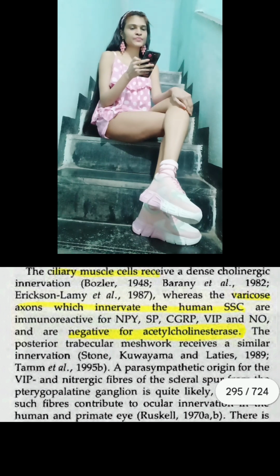scleral spur cells, are immunoreactive for NPY, SP, CGRP, VIP, and NO, and are negative for acetylcholinesterase. The posterior trabecular meshwork receives a similar innervation. A parasympathetic origin for the VIP and nitrogen fibers of the scleral spur from the pterygopalatine ganglion is quite likely, given that such fibers contribute to ocular innervation in the human and primate eye.